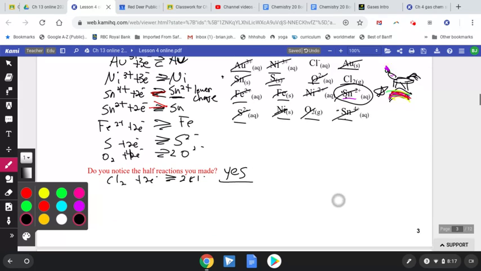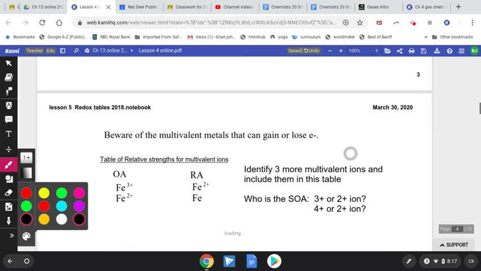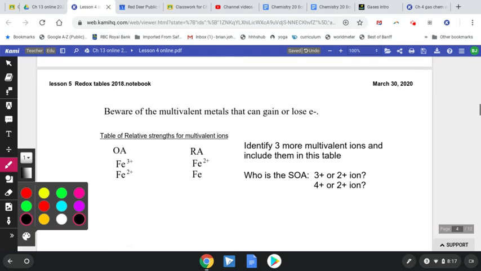Yes, we noticed. Of course we did. Okay, beware of the multivalent metals that can gain or lose. So we talked about these. So here is Fe2+ as a reducing agent and an oxidizing agent. Gains 1 electron, and here it gains 2 electrons. Okay, identify 3 more multivalent ions and include them in this table.